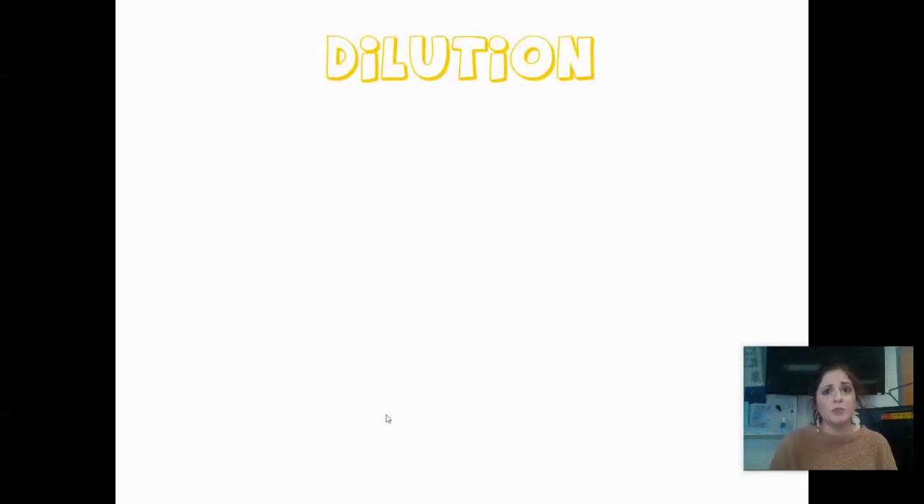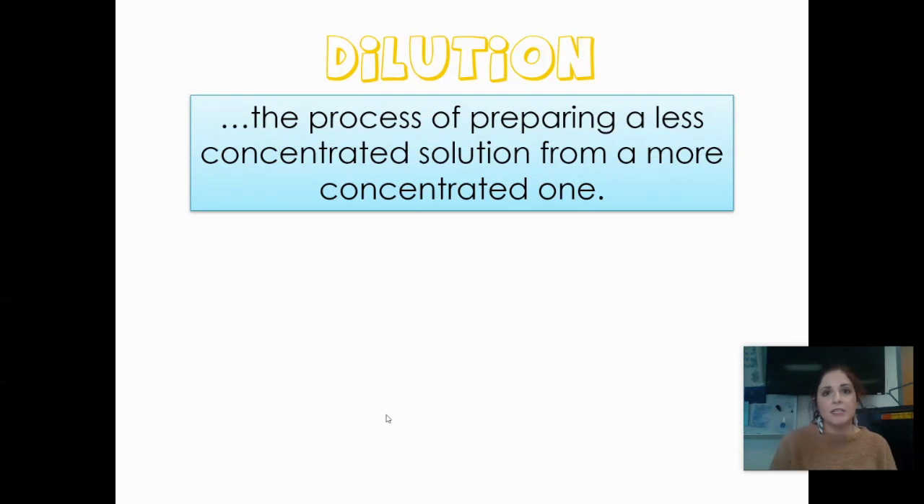Now, sometimes you might have a more concentrated solution and you have the task of making a less concentrated one. This is something I do all of the time. Not only do I make solutions from the solid solutes like you saw with the other examples, but I also perform dilutions. And a dilution is the process of preparing a less concentrated solution from a more concentrated solution.